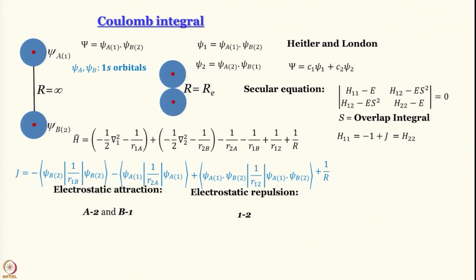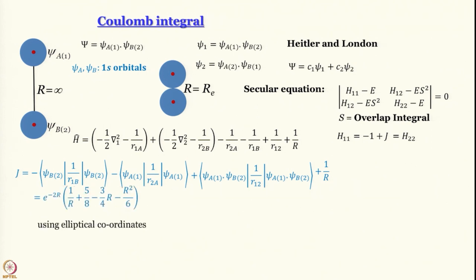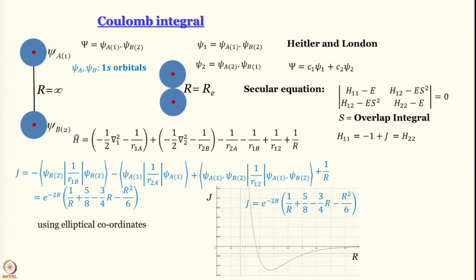Again, using elliptical coordinates, one can work out the expression for the Coulomb integral, and it turns out to be another exponential decay in capital R, the internuclear separation, multiplied by another polynomial in the internuclear separation. When we plot it, this is what we get. Remember the polynomial we got for S earlier, in the case of the 1s orbital all the values were positive, right, and it became 0 at capital R equal to infinity.